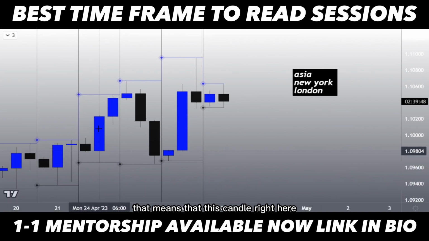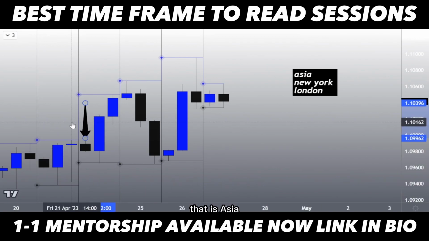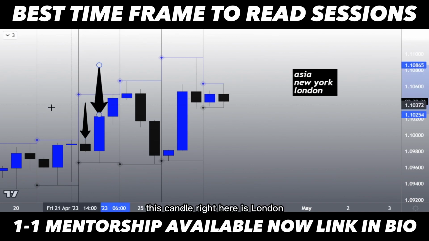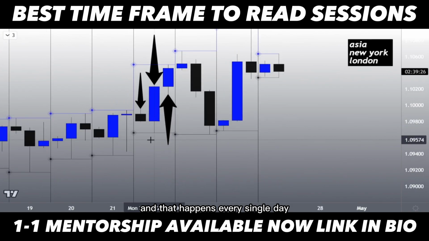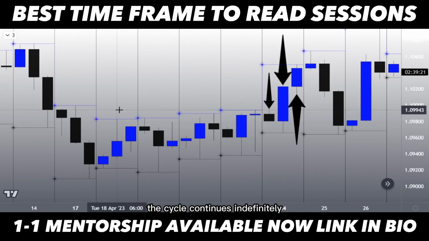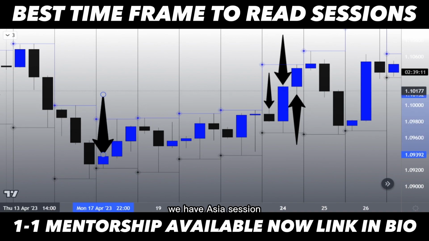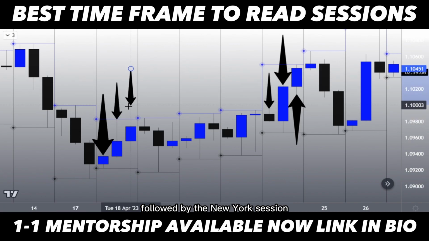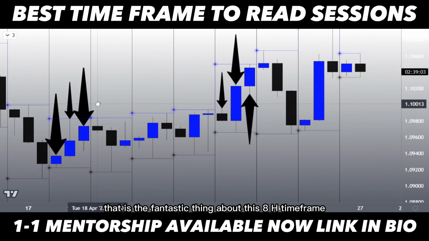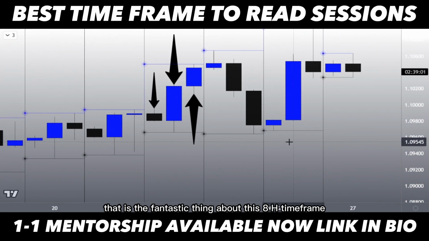What does that mean? That means that this candle right here, that is Asia. This candle right here is London. And this candle right here is New York. And that happens every single day. The cycle continues indefinitely. As long as the earth spins, this cycle is going to continue. We have the Asia session, followed by the London session, followed by the New York session. That is the fantastic thing about this 8H time frame.